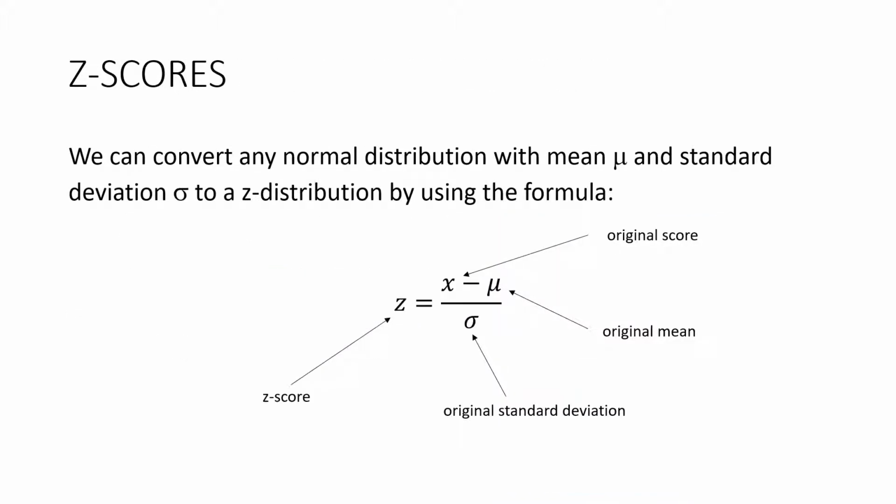And we can convert any normal distribution with mean mu and standard deviation sigma to a Z distribution by using this formula. So x is the original score, mu is the original mean, sigma is the original standard deviation, and z is the Z score.